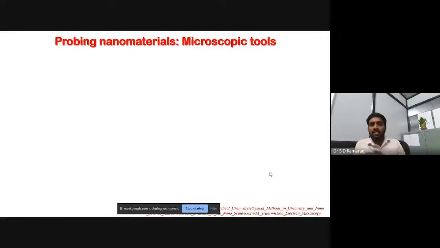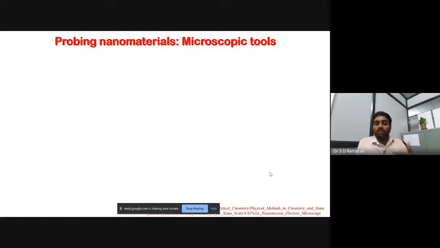Once after synthesizing those materials, what we need to do is characterize them. We should know whether you got the expected material or not, the nano form or not, and if you got that material, whether it has any defects, any strains present, or any impurities. These things you will come to know when you characterize them with the proper tools.